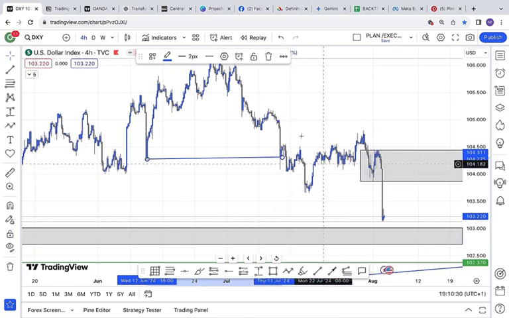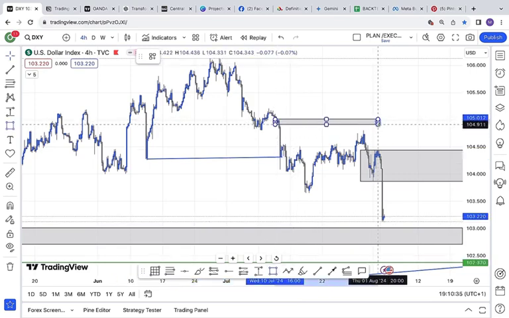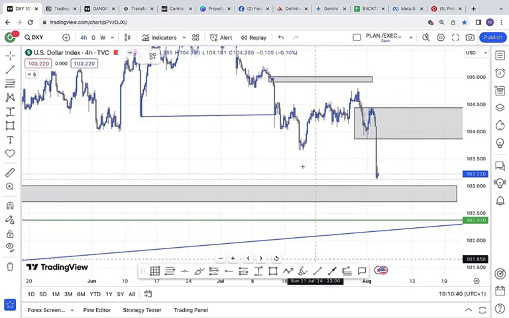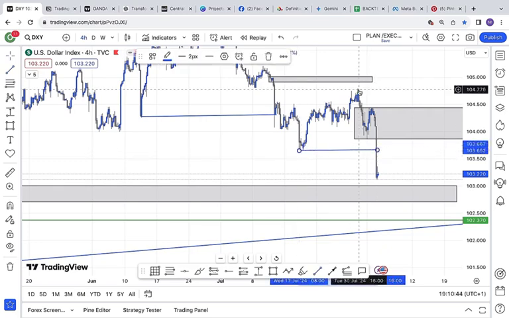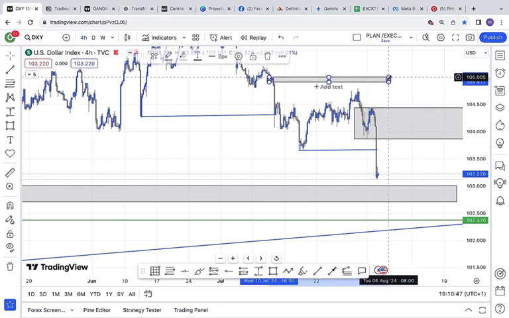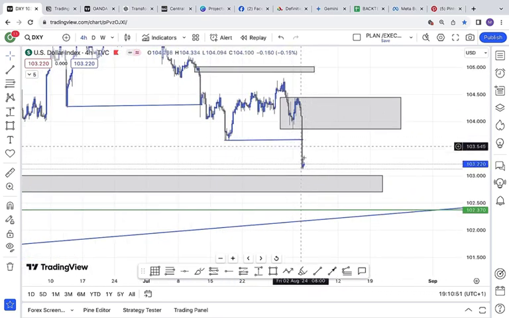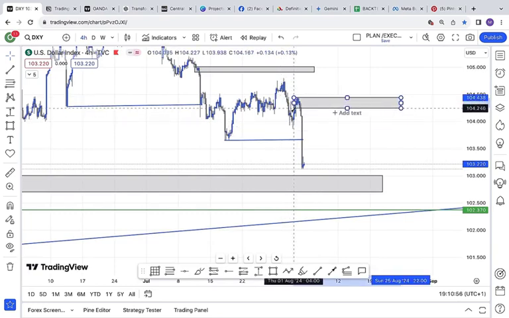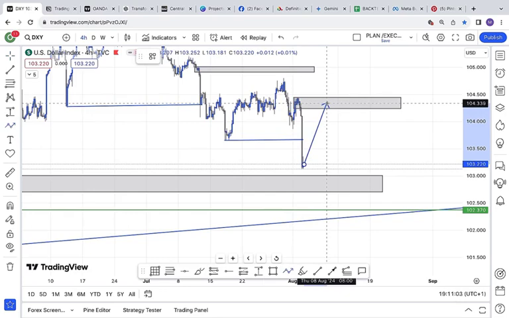Now price did not come up to this supply that took out this low. Price did not come to that supply. Now we have another break of structure, leaving us with this high. So if this is a break of structure, either price will move to the upside to mitigate this supply zone. This is what I've been playing out this upcoming week.